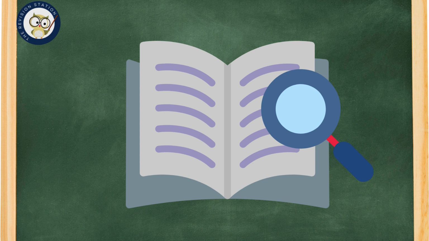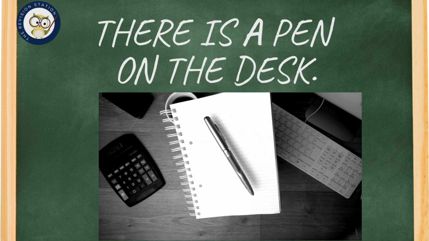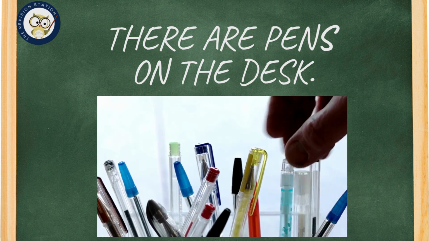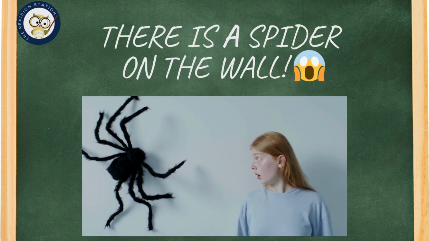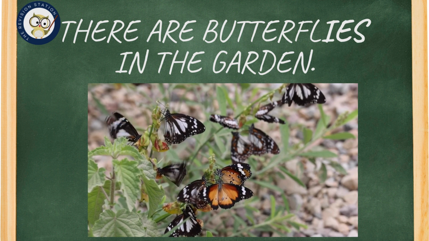Here are some more examples for you. There is a pen on the desk. There are pens on the desk. There is a spider on the wall. There are butterflies in the garden.